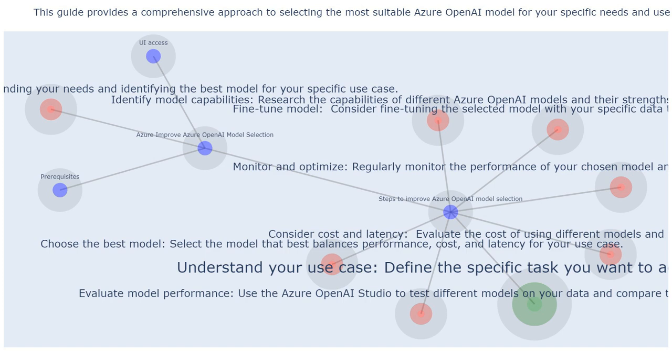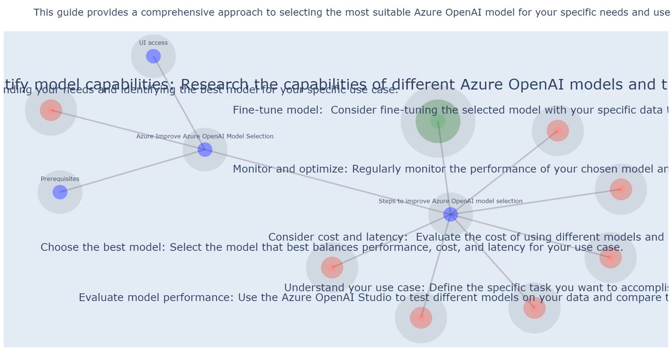Define the specific task you want to accomplish with Azure OpenAI. For example, if you want to create an AI-powered chatbot, your use case would be to engage in natural language conversations with users. This could involve understanding their queries, providing relevant information, and responding in a conversational manner.